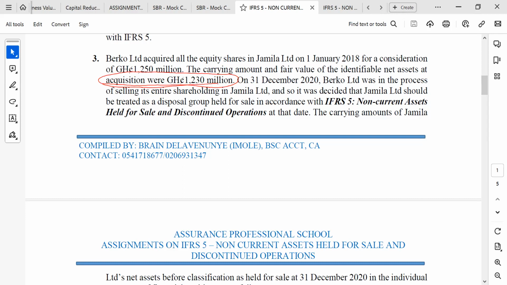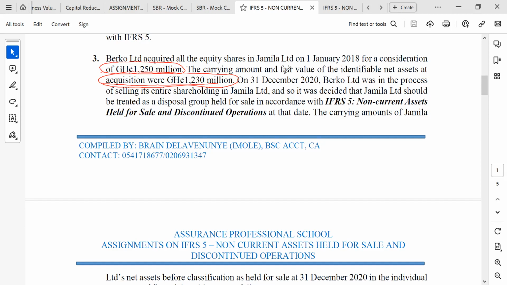The value of the net assets is 1,230. But they paid how much for it? 1,250. So what is happening there? Revaluation? No, please. That cannot be revaluation, madam. A gain of 20 million? That is not a gain. The company, Beacon, is the one paying to Jamila. So they are paying 20 in excess of what? The amount that they should pay.